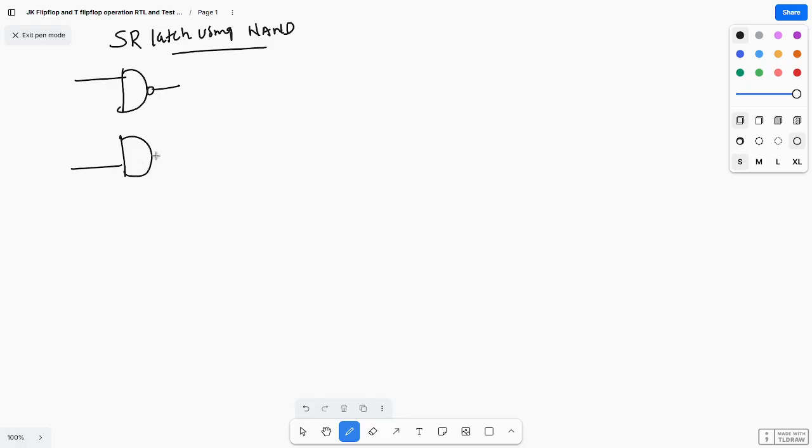The output will be fed back to the input. The inputs are S and R, the present state is Qn and Qn bar, and the next state is Qn plus 1 and Qn plus 1 bar. So this is the present state and this is the next state.